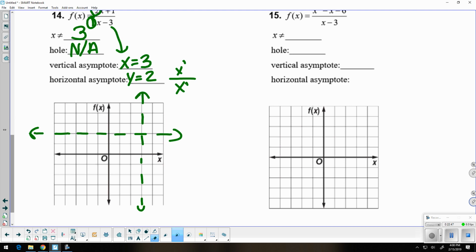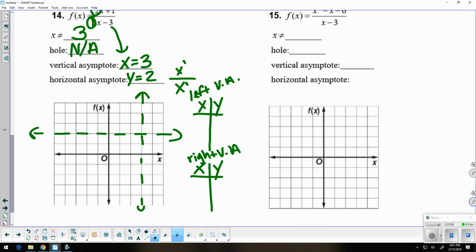Here's how the rest of this works. We need two pieces: stuff to the left of my vertical and stuff to the right. So I'm going to set up two t-charts. We're going to plug in numbers to the left of the vertical and numbers to the right of the vertical. Our vertical asymptote is at x = 3, so think of numbers to the left of 3. That would be like 2, 1, and then 0. And then think of numbers to the right of 3, maybe plugging in 4, 5, and 6. Okay, so we got our x's chosen.